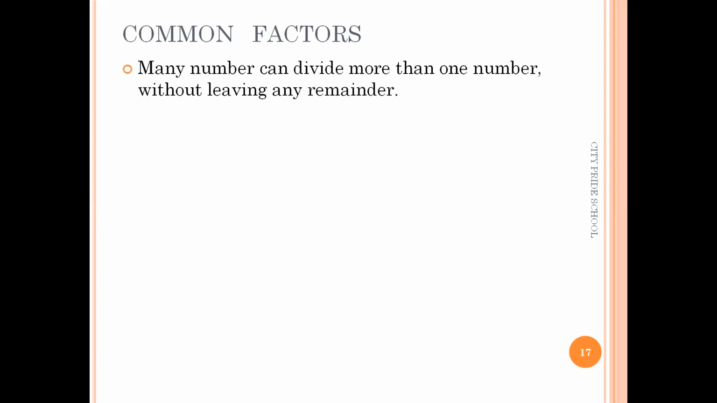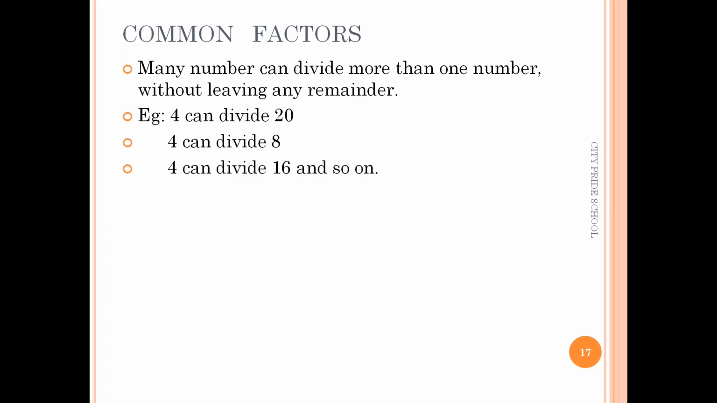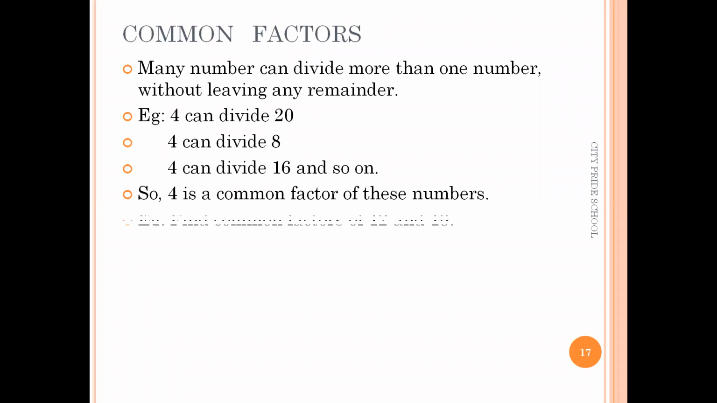Hello children, let's see the next topic, common factors. Many numbers can divide more than one number without leaving any remainder, right? Example, 4 can divide 20, 4 can divide 8 also, 4 can divide 16 and so on. So 4 is a common factor of 20, 8 and 16. So this 4 is called a common factor.